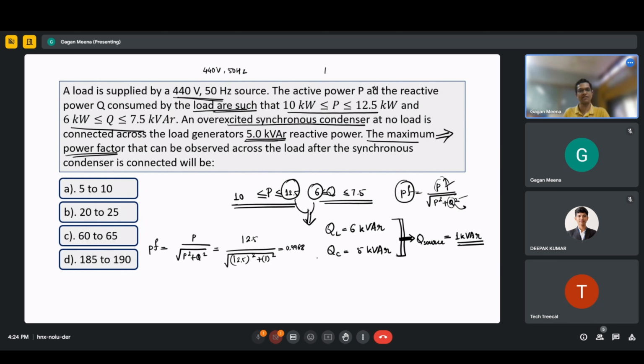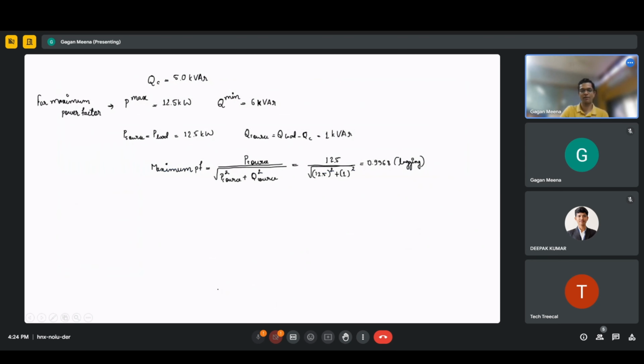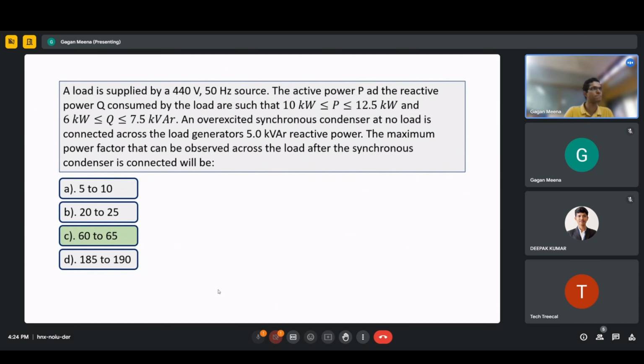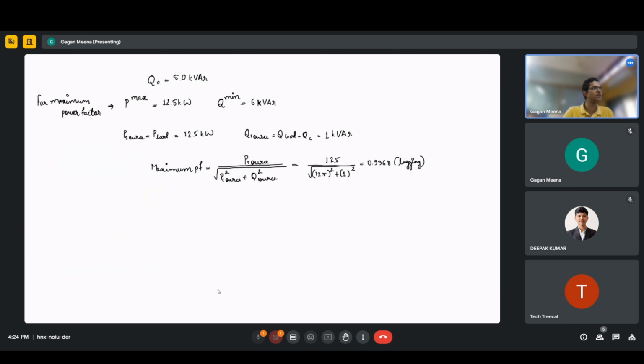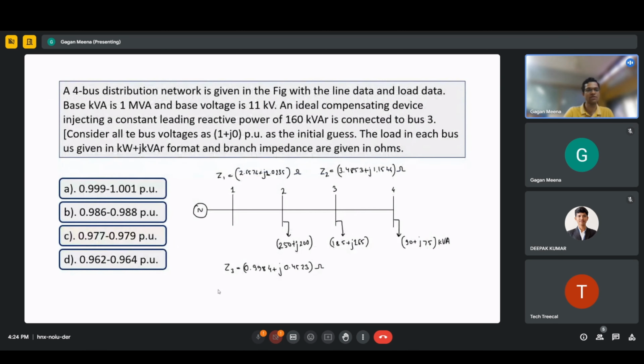So leading or lagging? Lagging. Yes. So always mention whether it is leading or lagging with the power factor, because if you simply write 0.9968, it can be lead or lag. Unless we specify, we don't know. Options are not correct.